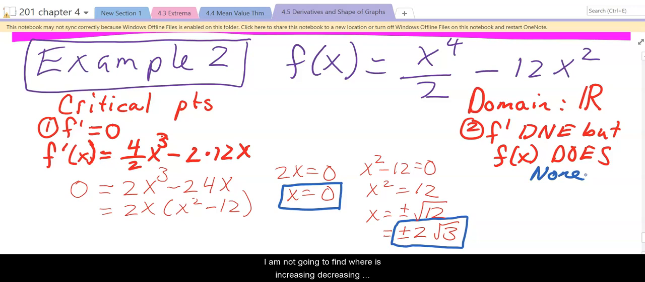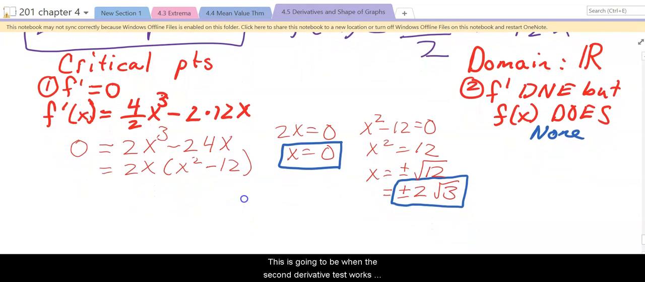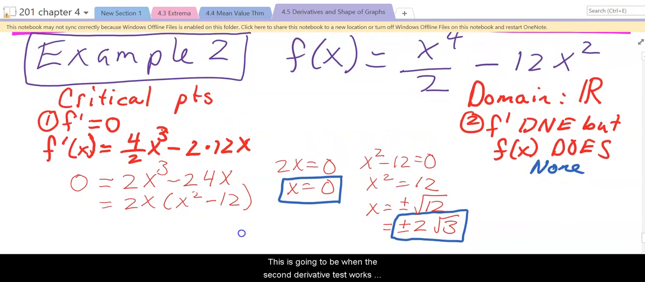I am not going to find where it's increasing, decreasing, concave up, or concave down. What I'm going to do now is a simple shortcut to go right to the heart. Where is the relative extrema? This is going to be when the second derivative test works.